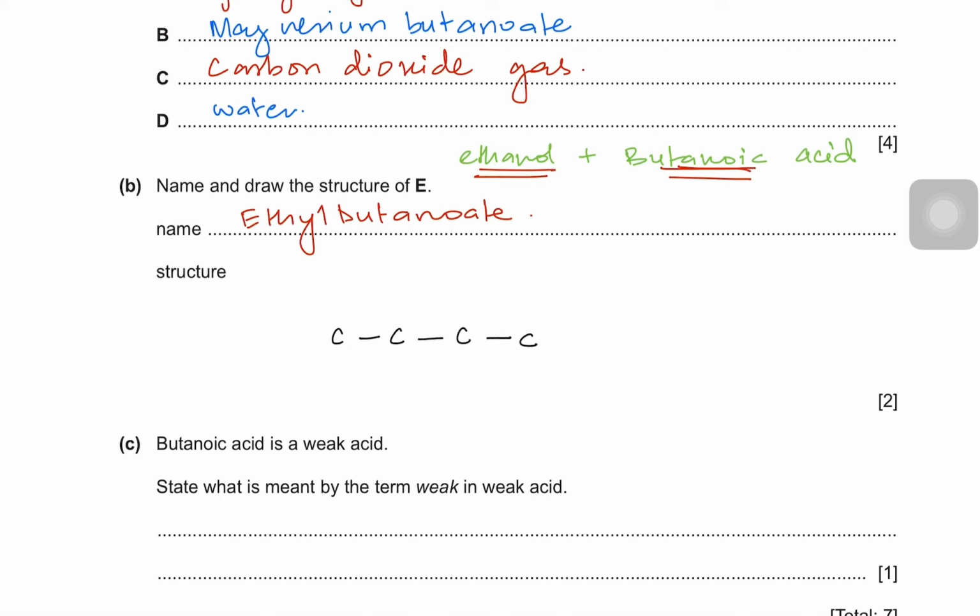And then I'm drawing the alcoholic part, which is the 2 carbon part. Acidic part has the carbon double bonded oxygen left with them, and both are connected with ester linkage, which looks like this.